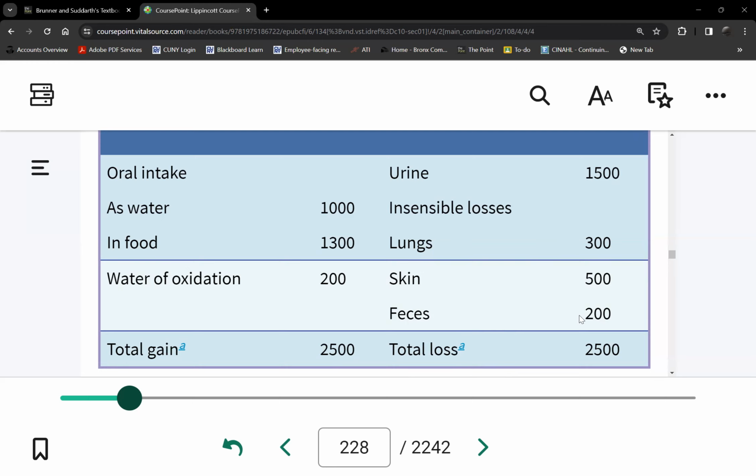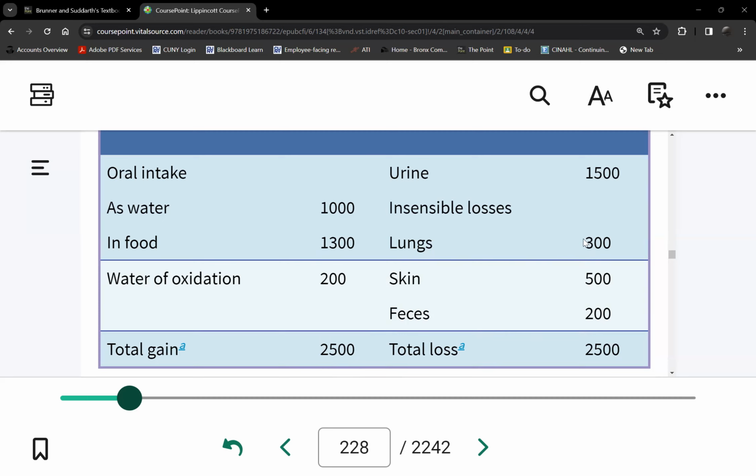Feces, do you ever pass rock hard stools? Some do, right? But even so, if you don't believe me, try squishing that in between your textbook, and you will still get water out of that rock hard stool. Again, you don't believe me, try it. So we can't really get the zero balance because of these insensible losses.